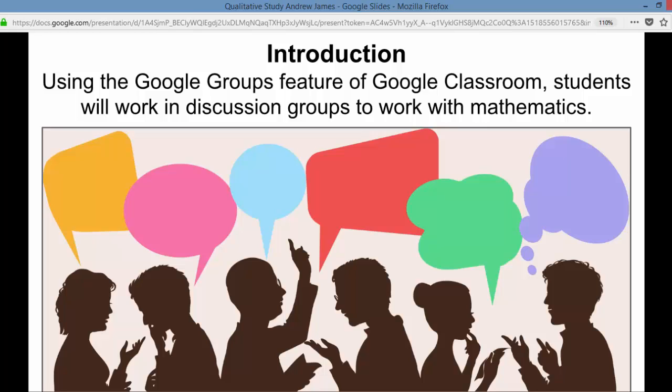To start, we will be using the Google Groups feature of Google Classroom, where students will work in discussion groups to work with mathematics. Google Classroom is Google's free learning management system where instructors can post assignments, notes, calendars, assessments, and announcements. It's very useful for quick communication and organization, and it also allows teachers to grade assignments and produce feedback very quickly. It also uses Google's other apps like Docs, Sheets, or Slides, and it could be downloaded as an app on a tablet or a smartphone, so anybody can access it.